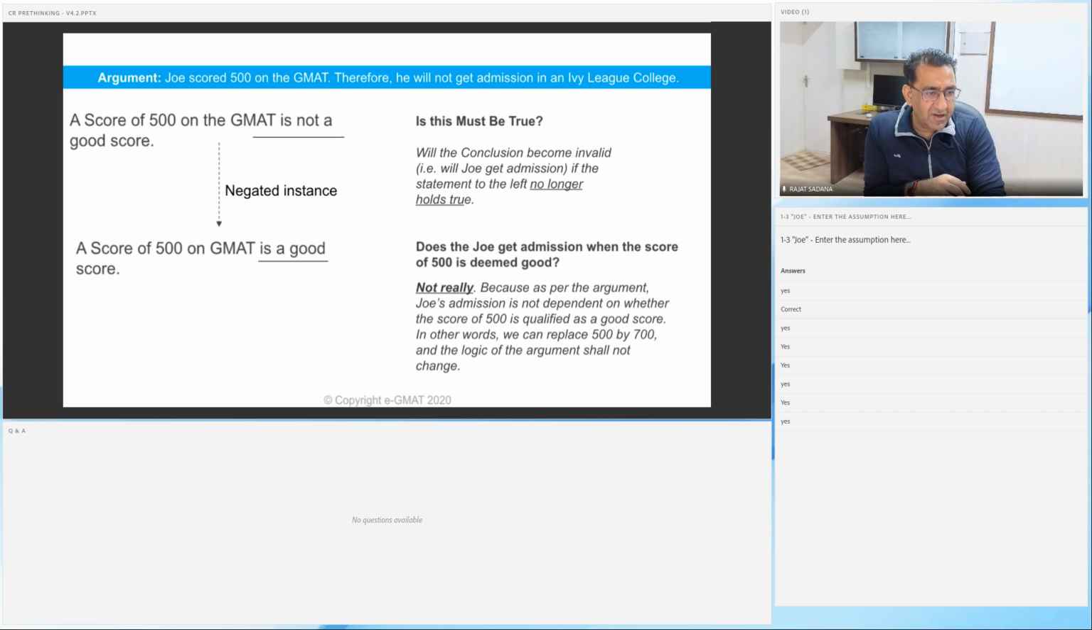Why? Because when you look at the argument, it's not built on whether you call a score of 500 good, excellent, bad, horrible, or howsoever you may want to qualify that score. In other words, the logic of the argument won't change if you replace 500 with a 655, 675, and so on and so forth.